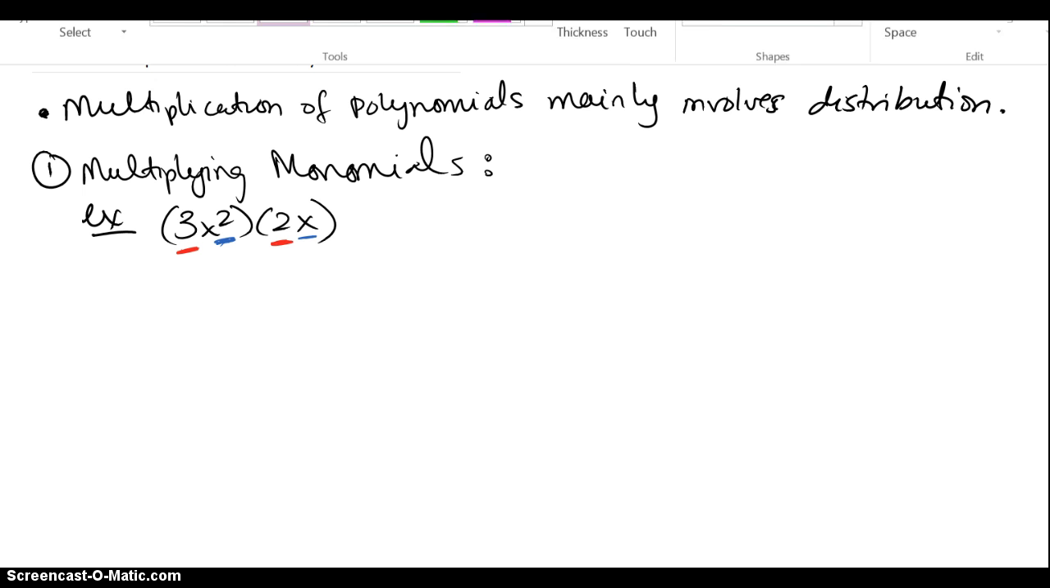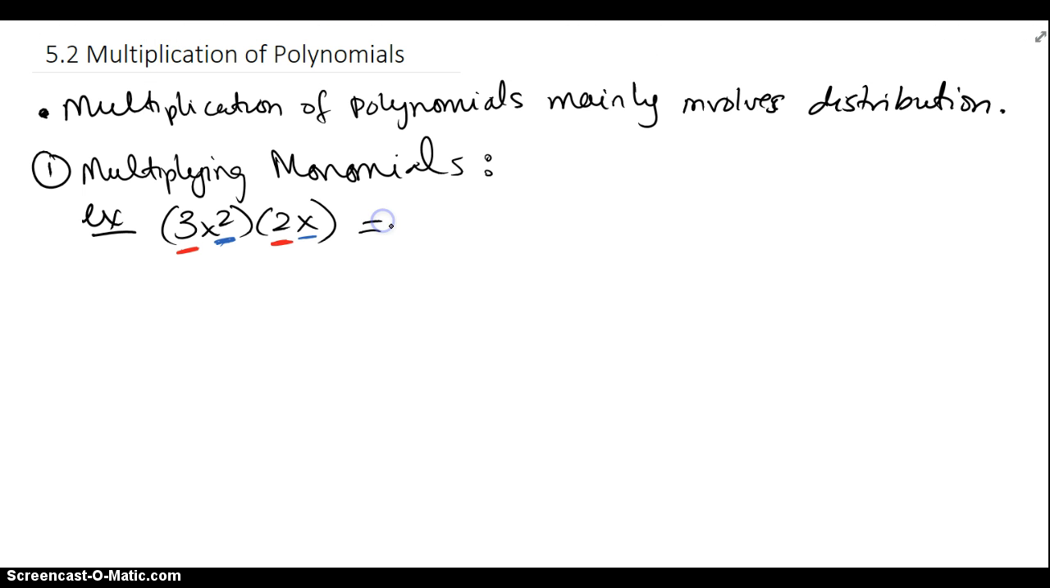When we look at this, we have 3 times 2, which is 6, and we have x eventually to the third, because I have 2 here and a power of 1 there, and we add exponents when the bases are the same. So 6x cubed is what I get.